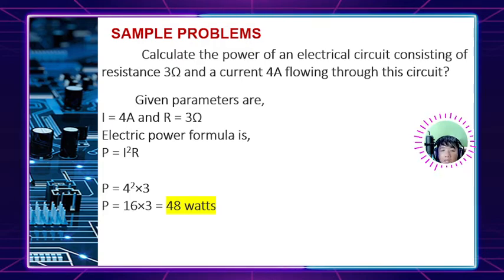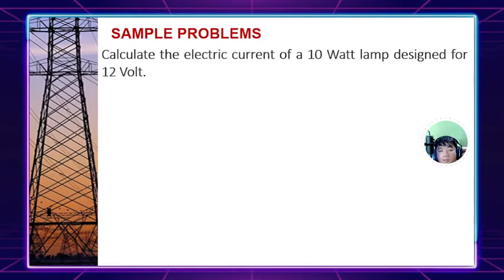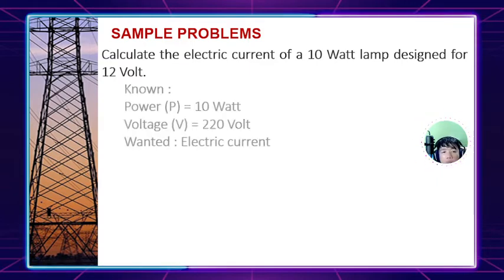Okay. So another problem. Calculate the electric current of a 10-watt lamp designed for 12 volts. So what are the parameters or the known? We have power, or P, which is equivalent to 10 watts. Voltage, we have the 220 volts. And what we are looking for is the electric current, or the unknown.